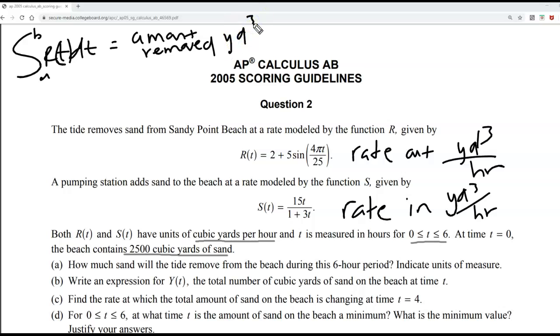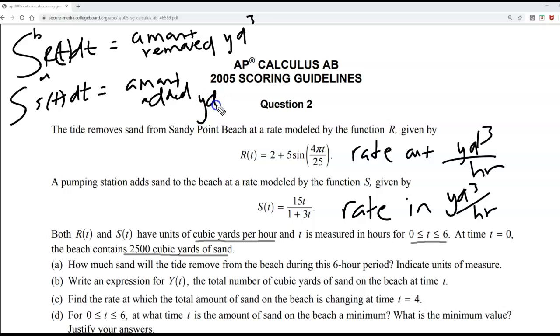Okay? And the integral of S of t tells us how much sand is added, in cubic yards. So R tells me how fast sand is being removed, but the integral of R tells me how much was removed over time. S tells me how fast sand is being added, but the integral of S tells me how much was added.